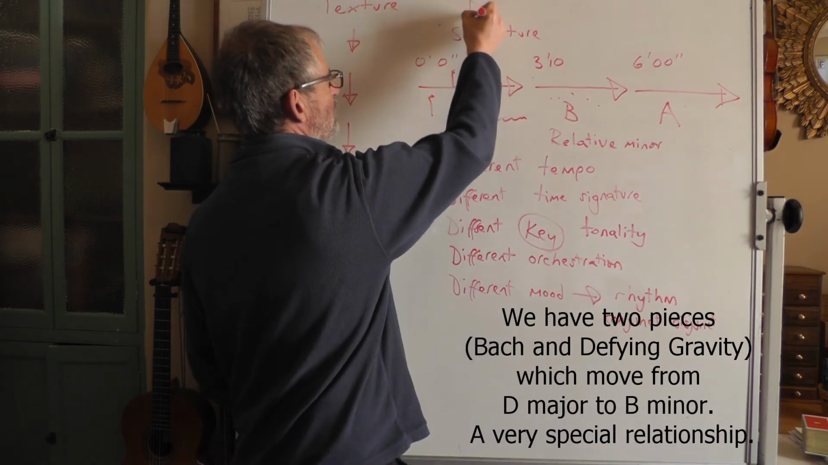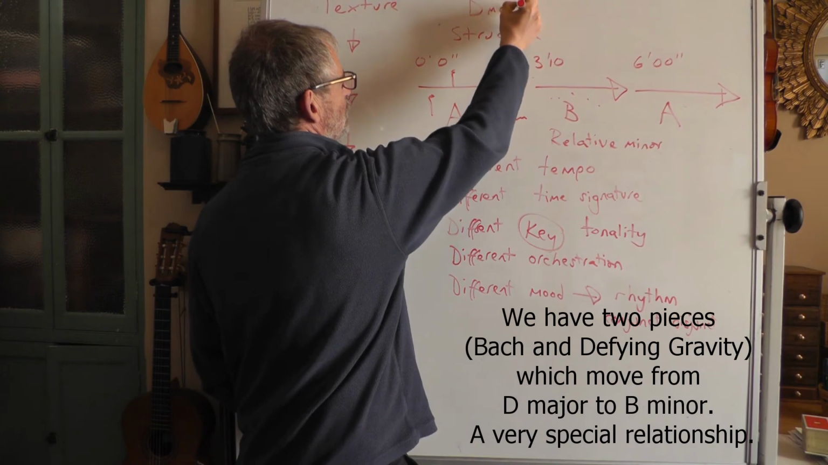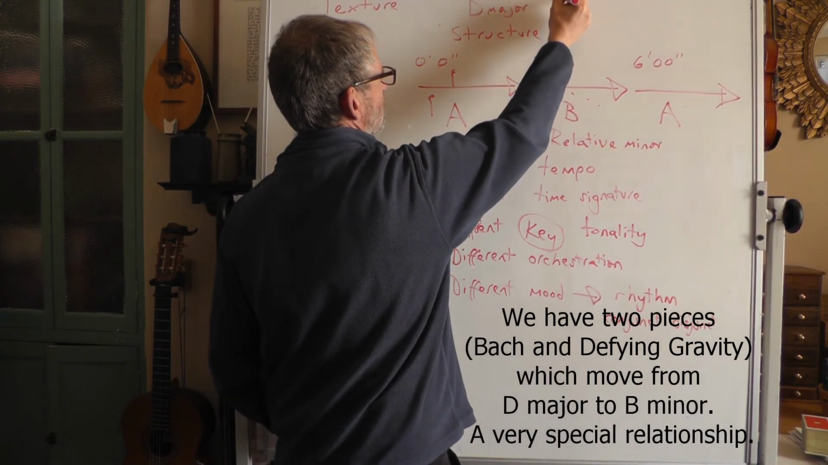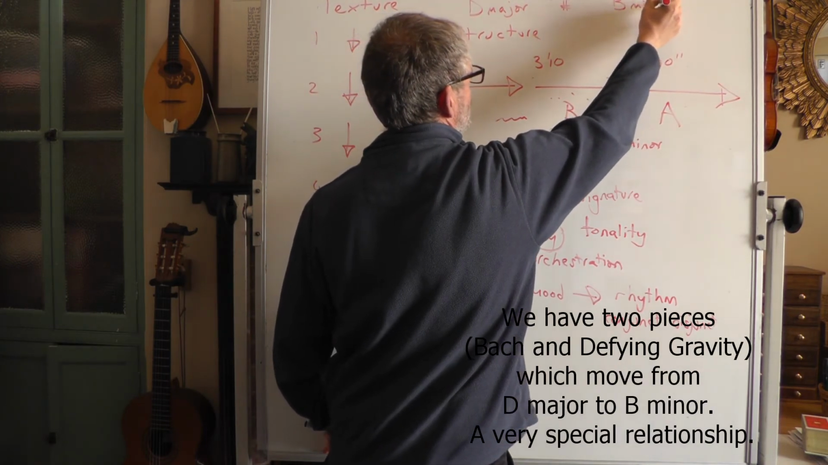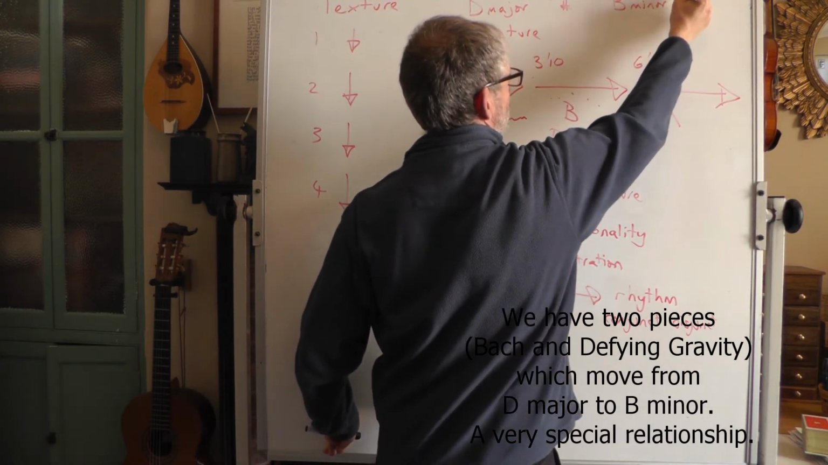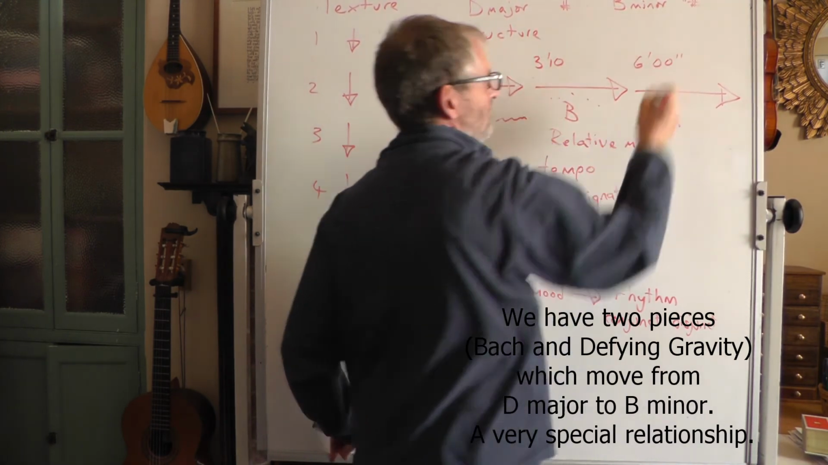So it's not just that this is minor, it's also related in some way to this major key. And when we have D major, which is 2 sharps, and B minor, which is 2 sharps, they are related.